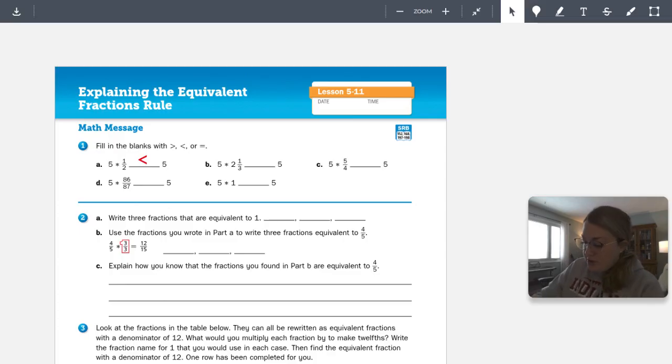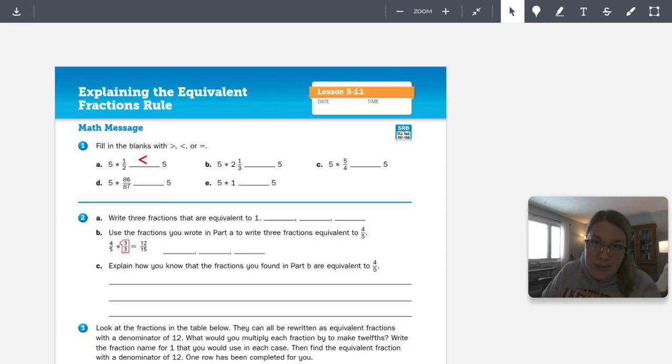So going back to my piece of paper, let's go ahead and do B. So taking a look at B, we have 5 times 2 and 1/3. Okay, so a couple different things you can do here.